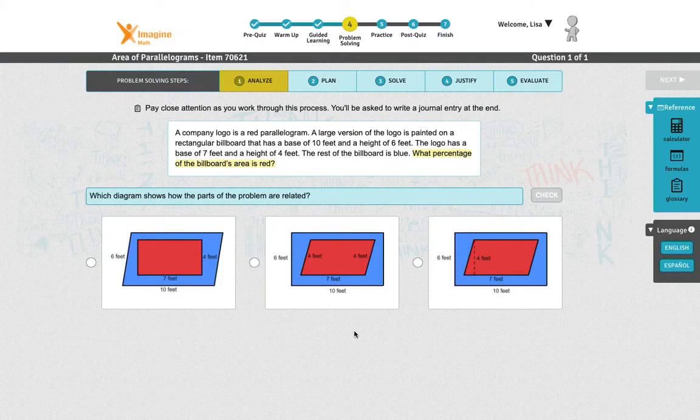Which diagram is going to show it? Well, we know that first of all, we know that this is a rectangular billboard, right? So is this a rectangle? No. So that's a definite no, okay? We also know that the height is 4. And remember, the height has to be perpendicular. So do you see how we've got our right angle here? That's going to mean that the height is 4. Here, it's a side length, and that's not actually what we want. So that means that this one has to be right, because the base is 10, the height is 6 of the rectangle, and the base of the parallelogram is 7, and the height is 4.